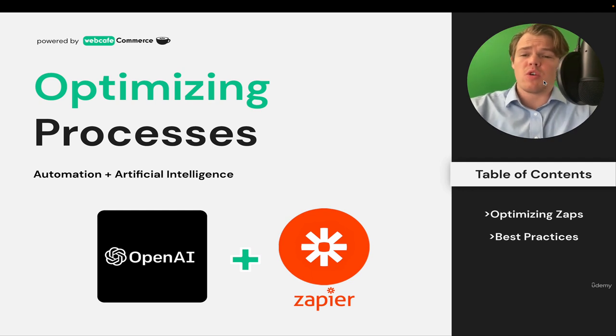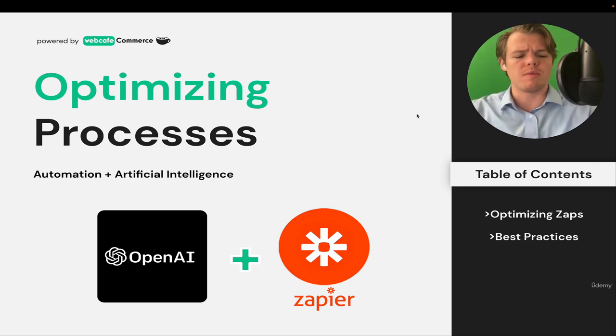Hey, and welcome to Optimizing Processes. In this lesson, we're going to be looking at the best way to look at a Zap and understand how to compartmentalize it and really make it achieve the same thing it's already achieving, but at lower cost. So at scale, you're dealing with less hassle.